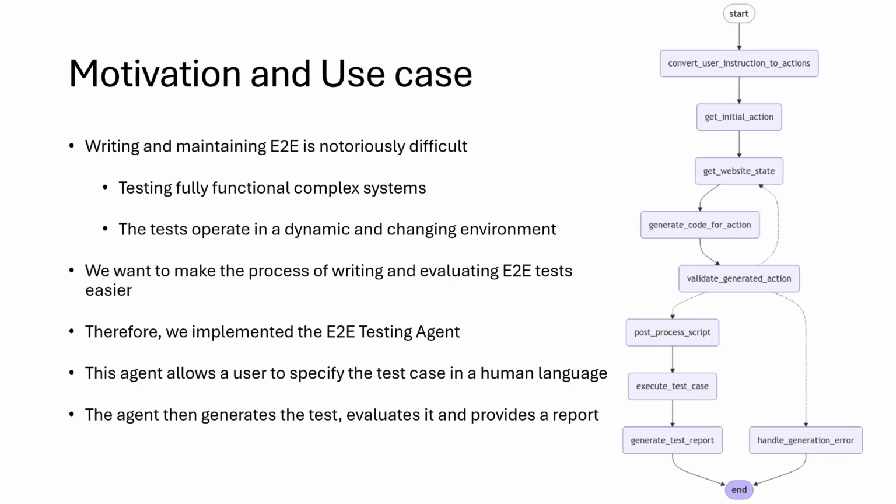So first, we convert user instructions into the set of actions. We then obtain initial action, which is always navigation to the user specified URL. We obtain the website state in the form of document object model. We generate the code for a single action. We validate this code, and we do this in the loop until we generate code for all the actions. Then we post-process the whole testing script. We evaluate it using PyTest, and we generate test report for the user.